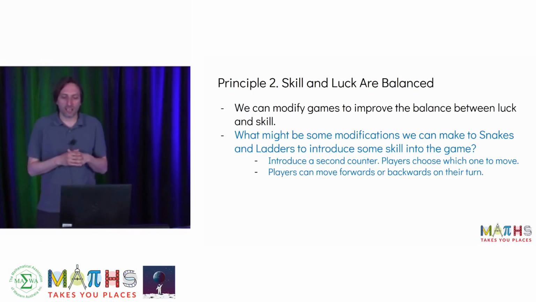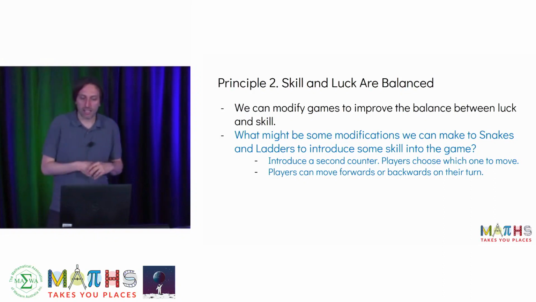This idea that Tierney Kennedy introduced me to, this notion that players can move forwards or backwards on their turn to try to maximize the position. So sometimes if you roll a 2, you might go back 2 places to take advantage of going up a ladder, or you go back 2 places to avoid a snake perhaps. So that's another way.